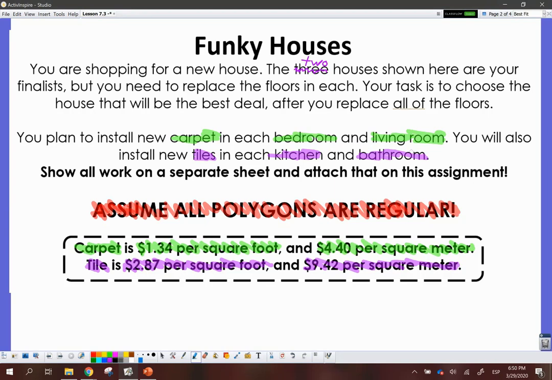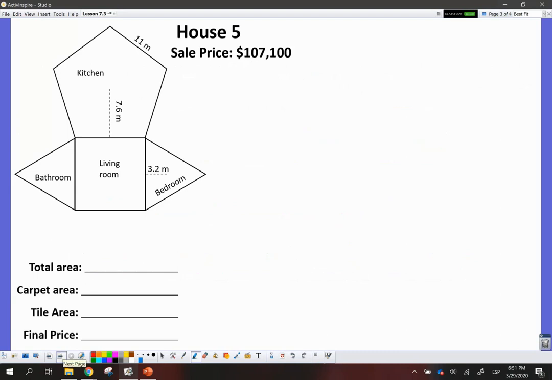All right. So let's take a look at what a problem would look like on your activity Funky Houses. Here's an example. This is house number 5. I'm not going to use an example straight from your assignment. You're on your own there. But I'm going to use something very similar to show you guys how you would solve this, what's the best method, the best way, and what you need to do.